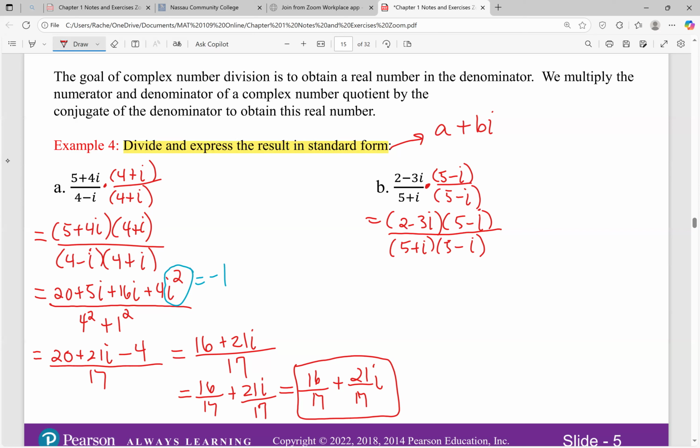So let's distribute in the numerator. We're going to have 2 times 5 is 10. 2 times negative i is negative 2i. Negative 3i times 5 is negative 15i. And negative 3i times negative i is going to be positive 3i squared.